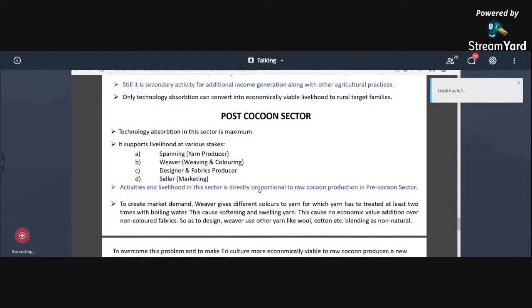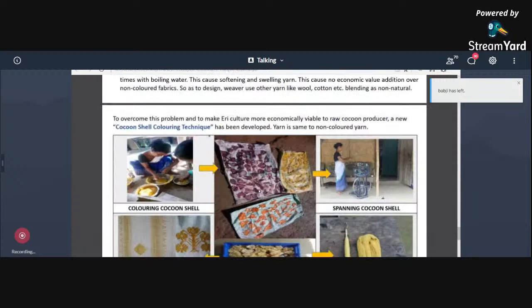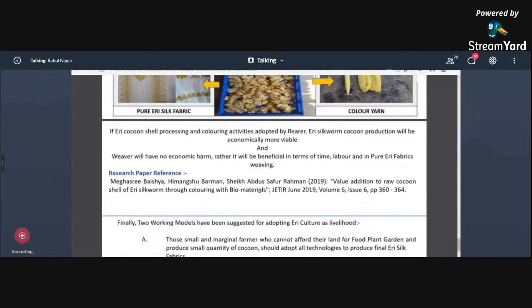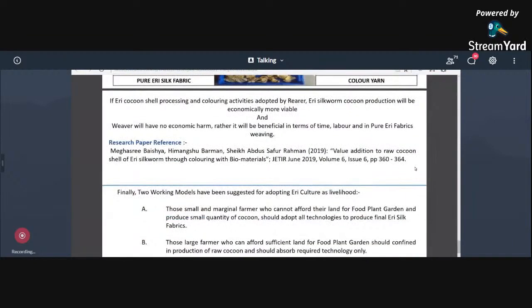Please, next slide. So to overcome these things, I have developed another innovation. Just show the complete slide. Yeah, this. I am just finishing in this slide. If cocoon cell processing and coloring activities are absorbed by the rearer itself, agriculture cocoon production will be economically more viable, and this will not harm the weavers. Rather, they will benefit in terms of time, labor, and pure fabric weaving.